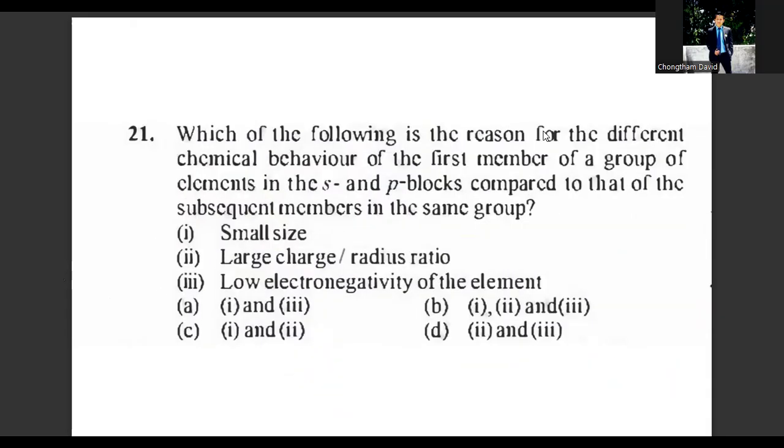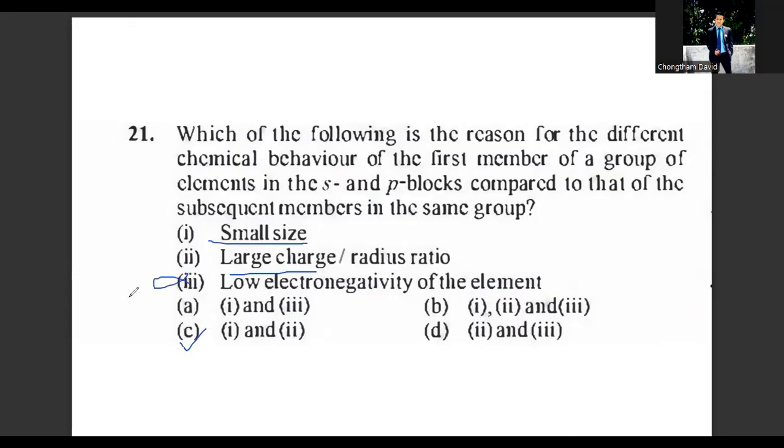Which of the following is the reason for the different chemical behavior of the first member of a group of elements in the s and p block compared to that of the subsequent members in the same group? This anomalous behavior of the first member of a group in the s block and in the p block is mainly due to their small size, large charge ratio, radius ratio, and high electronegativity. You can also give high ionization enthalpy because size is already small. Anyway, for 21, the answer would be small size, large radius ratio. Should not be low electronegativity. So 1 and 2 is the only answer. 3 will not be there.